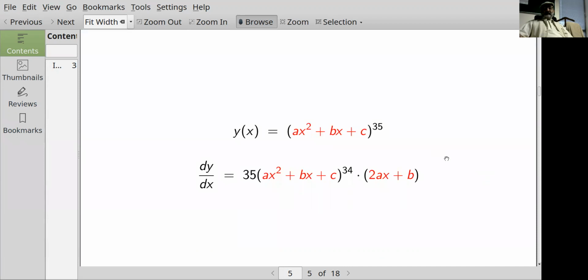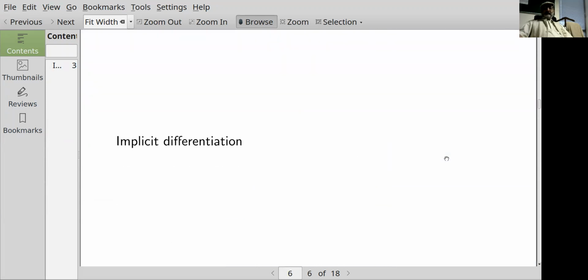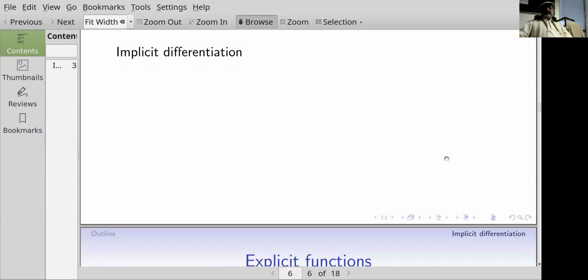Okay, so for example, y is equal to (ax squared plus bx plus c) to the 35th power. So there's an outer function, which is raising to the power of 35, and there's an inner function in red, which is a polynomial. Now, if you want to take the derivative of this, you take 35y to the 34th, that's the derivative of y to the 35th, times the derivative of y with respect to x. In this case, the derivative of this polynomial would be 2ax plus b.